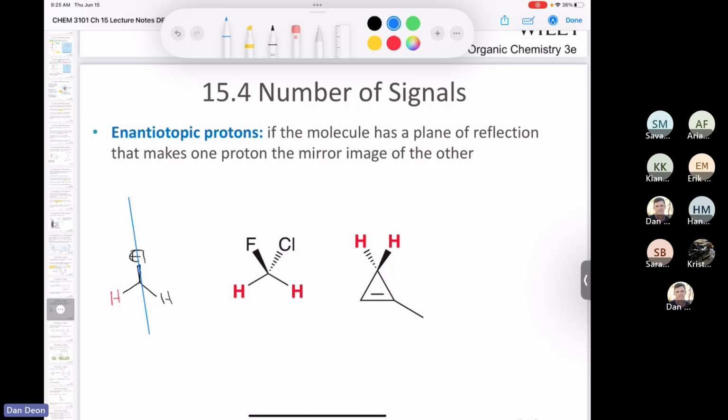Because when we run an NMR spectrum, we're either going to look at proton nuclei or carbon nuclei, right? We're not talking about any other kinds of nuclei, just proton and carbon. Does that make sense? Okay, all right, good.